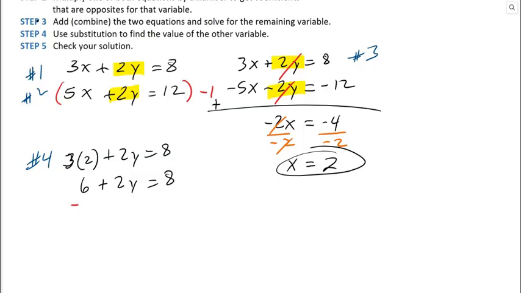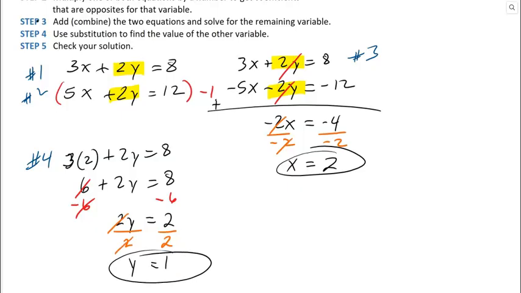I have to subtract 6 from both sides. So now I have 2y equals 8 minus 6, which is 2. Divide both sides by the coefficient of 2, and I have y equals 1. Now I have my two variables. I have solved for both variables. I have an ordered pair of (2, 1).